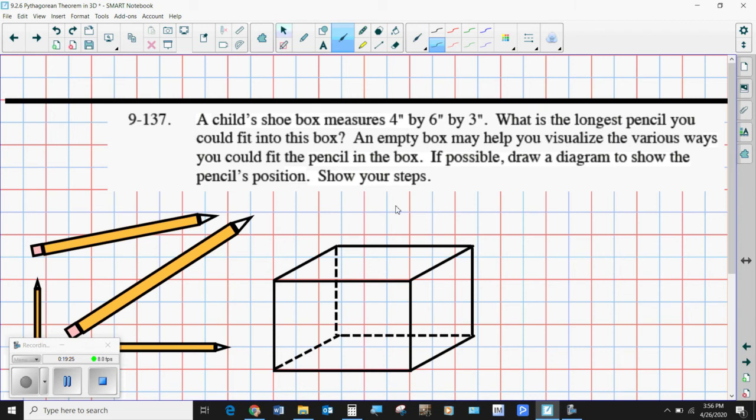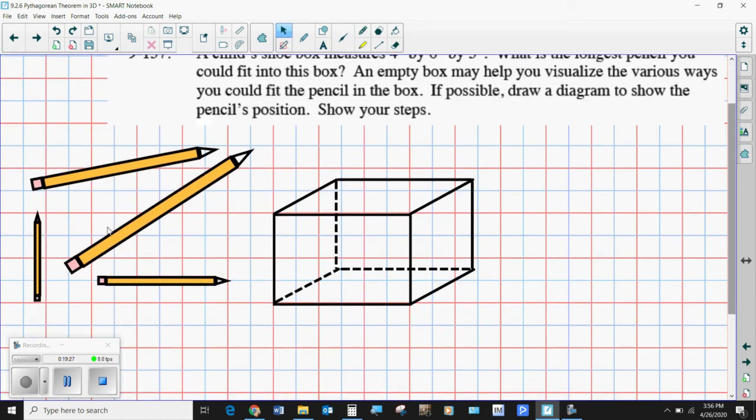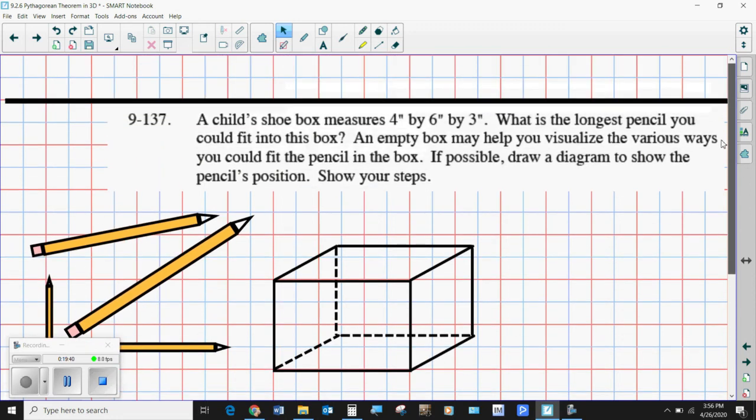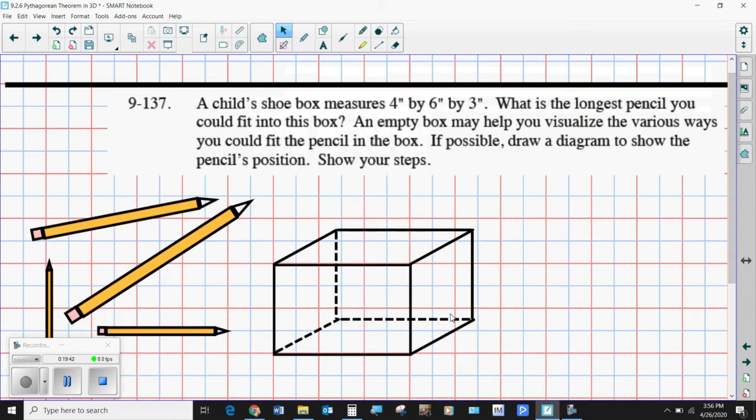Now, the longest pencil that you could fit in, let's just think about this for a second. You could fit a pencil this way. That would be the shortest dimension. Is that our 3 inches? I'm not quite sure. How did I do this? Maybe this is my 4, that's my 3, and this is my 6. That's probably what my intention was there.